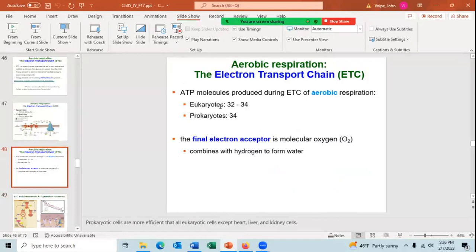In eukaryotes, most of our cells can only generate 32 ATP molecules per molecule of glucose. But the heart, the liver, and the kidneys are more efficient, and they can generate 34 molecules of ATP. Why might the heart, the liver, and the kidney be more efficient than, say, your nose cell, your skin cell, or in this case, your brain cells? Why do you think the heart in particular is more efficient than your skin cells?